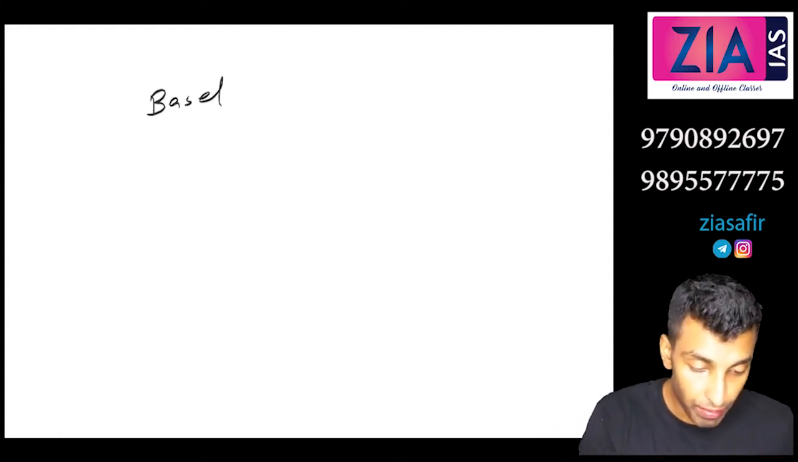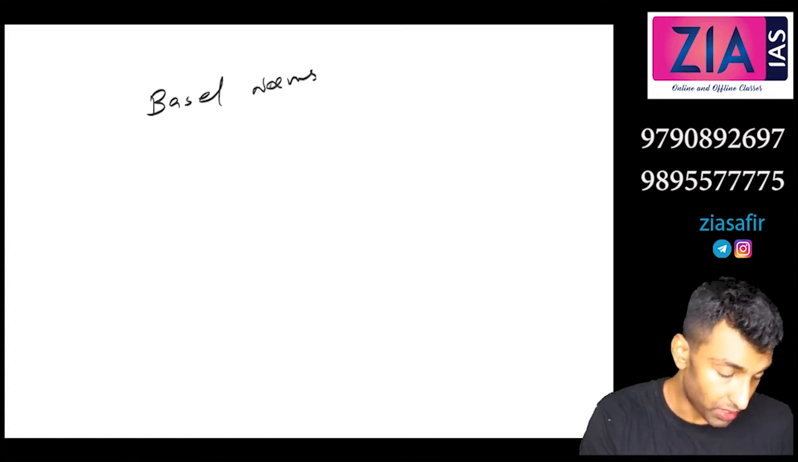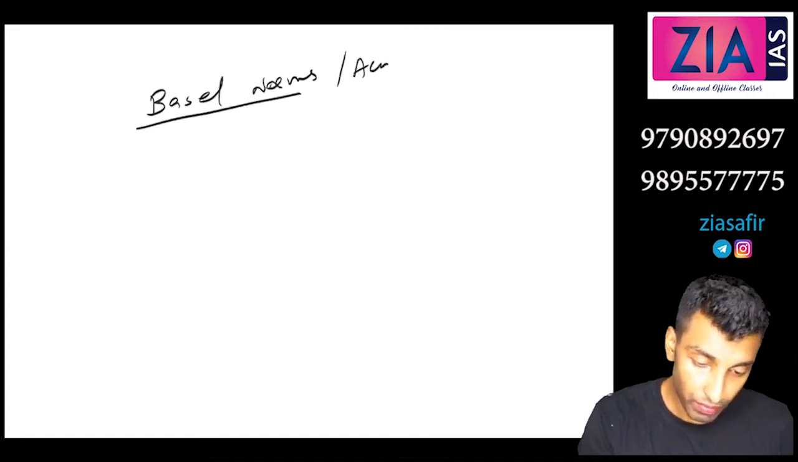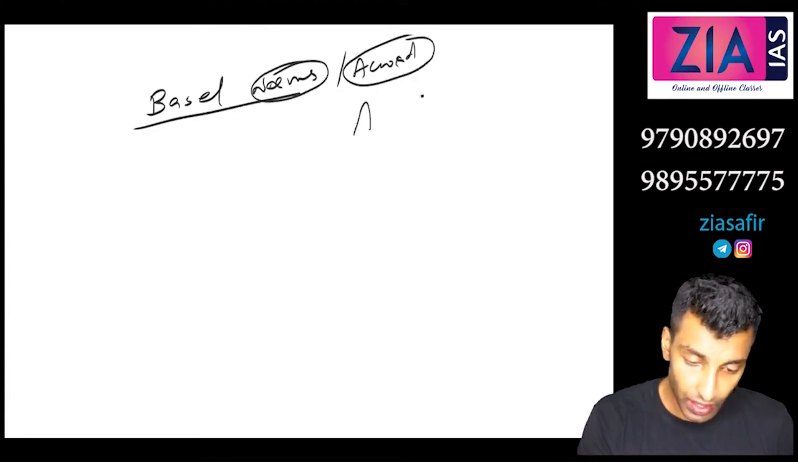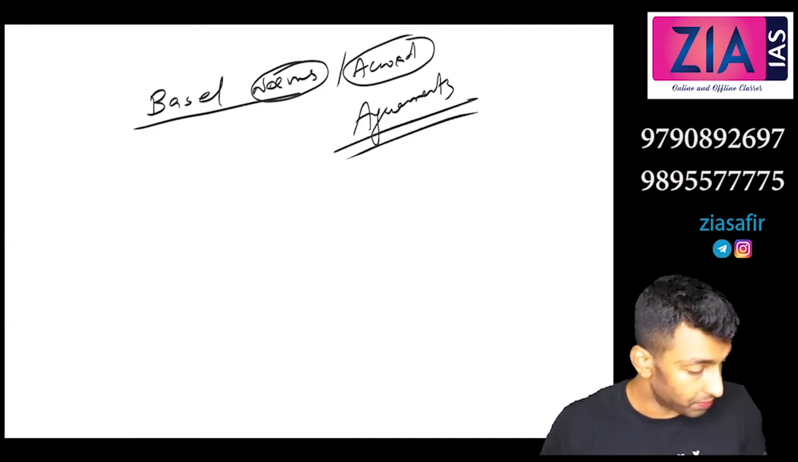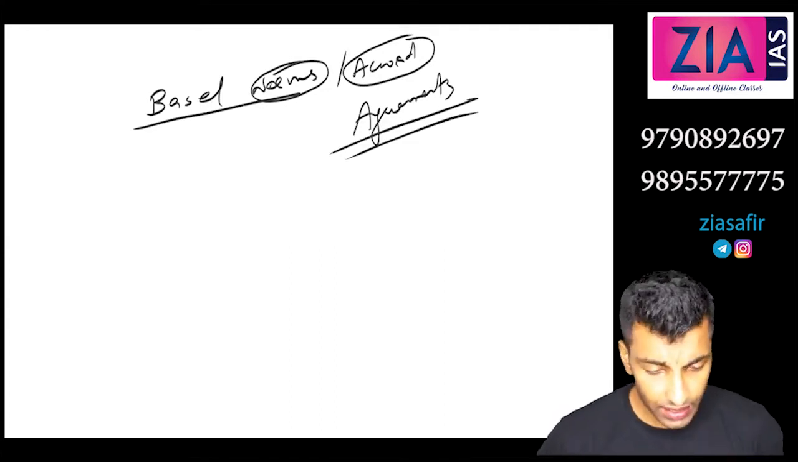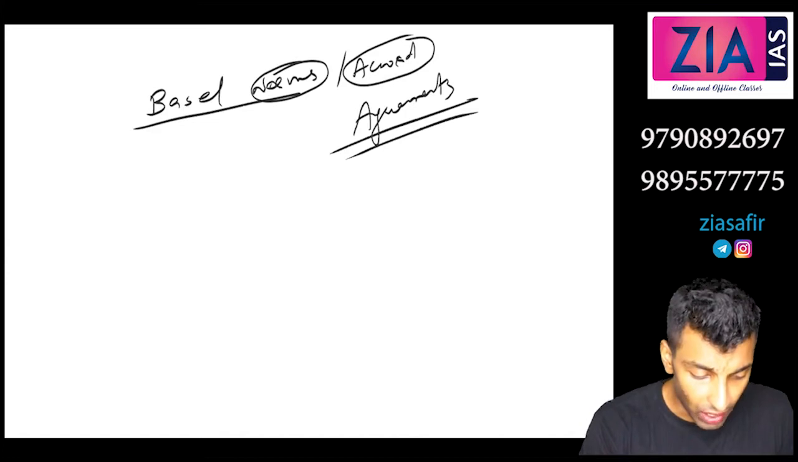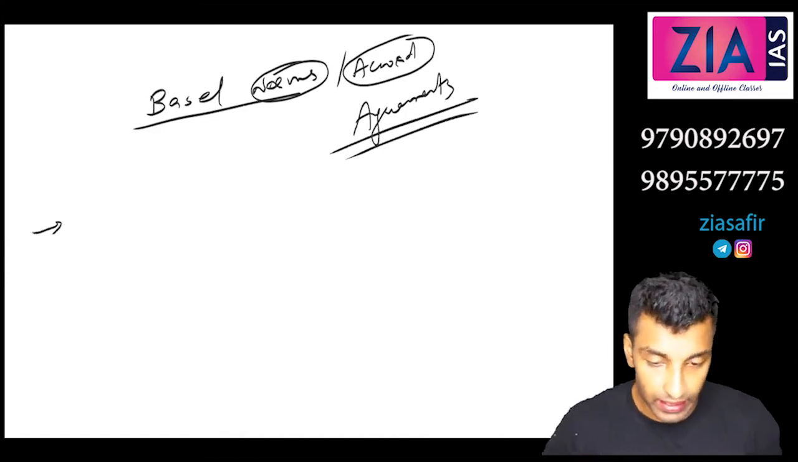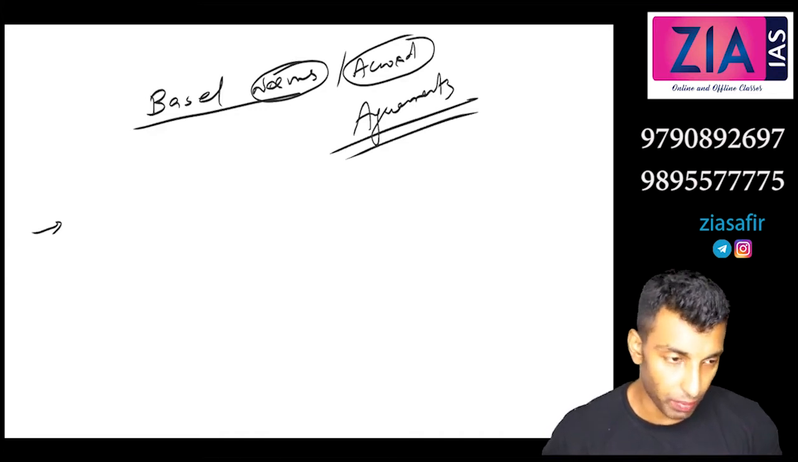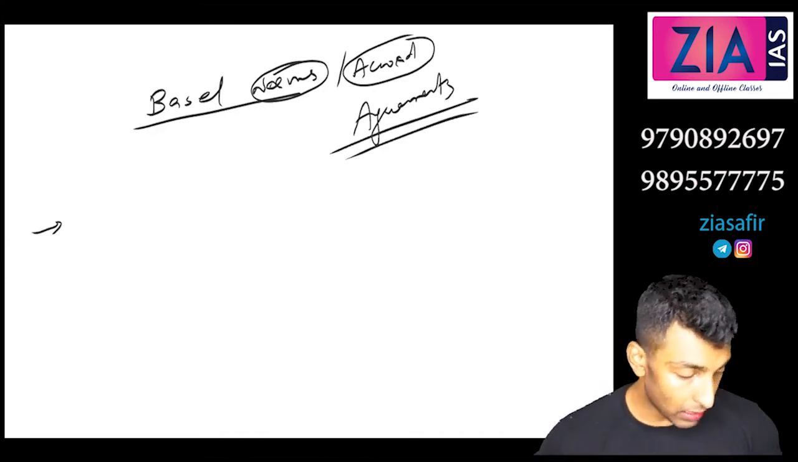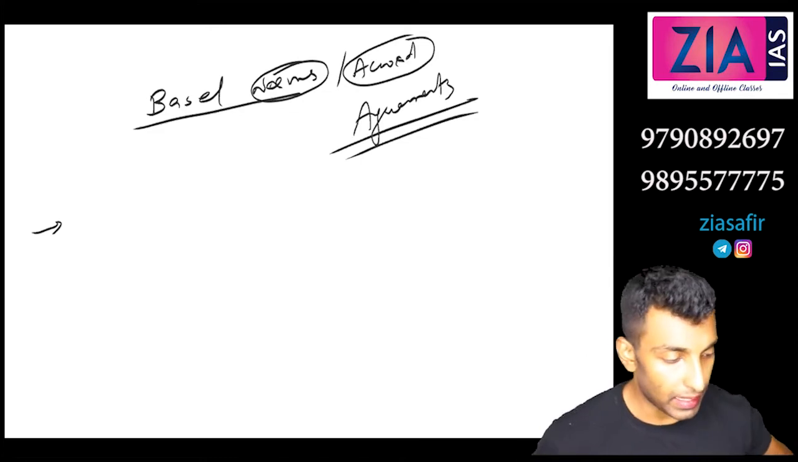Give a heading: Basel norms or accord or agreements. All are the same. Just write two lines there. I'll show you technically how Basel norms are fixed and on what basis they are calculated, with the mathematical approach and calculation, but just understand the basics here now.